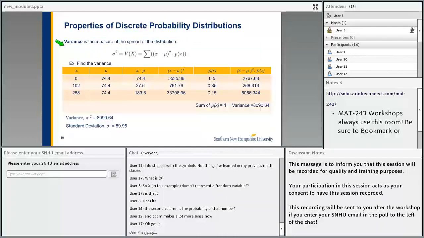All right, now let's look at the variance. The variance is a measure of the spread of the distribution. So how far away from the mean are the values? Are they clustered close to the mean or are they really far off? That is your variance. How distributed are the values in my data set?